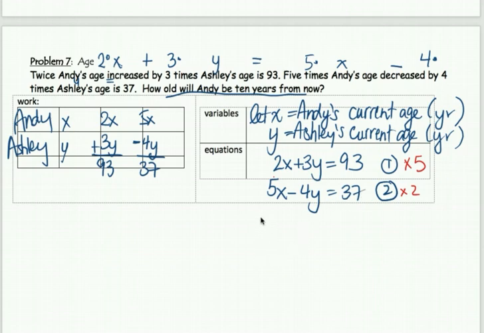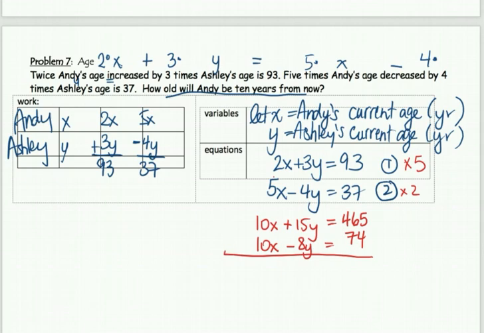So let's rewrite these. For number 1, multiply by 5, you get that. Multiply this by 5, you get that. And then 93 times 5 is 465. Okay. And the next one, multiply that by 2, multiply this one by 2, and then multiply 37 by 2, and you get 74. All right, so now we are ready to do something with this.